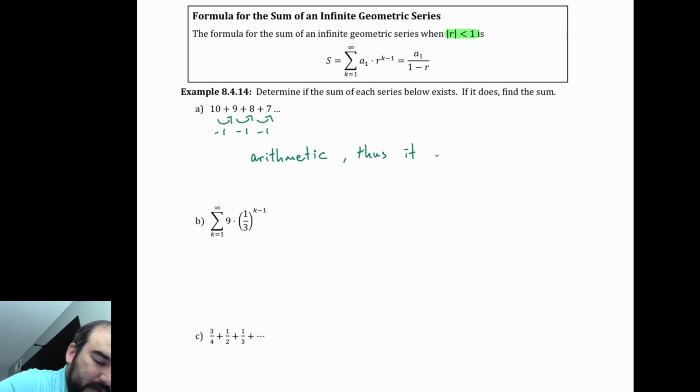Thus, it diverges. Right. First of all, it fails the first test of determining whether the sum of each series below exists. This one doesn't exist because it diverges. It goes to negative infinity because these are decreasing.